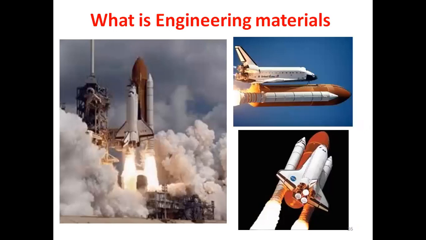Also, materials are used to make the space shuttles, which are actually taking the astronauts from Earth to the International Space Station. So here in these pictures you could see the rockets. These are the rocket propulsion power plants. This is also the rocket boosters. These are the rocket boosters, and this is the space ship or space shuttle. You could see the nozzles, etc. So materials are used to make all these products.